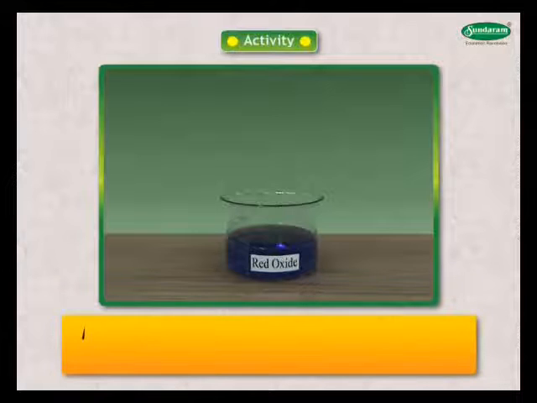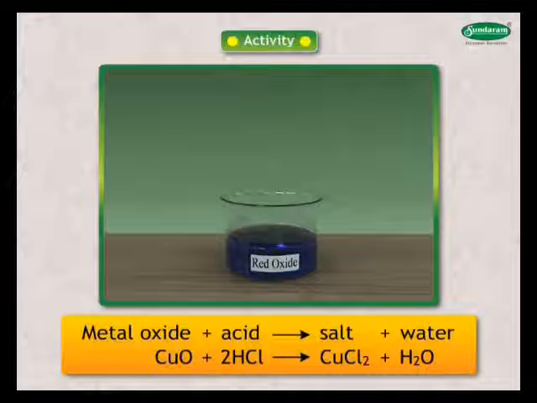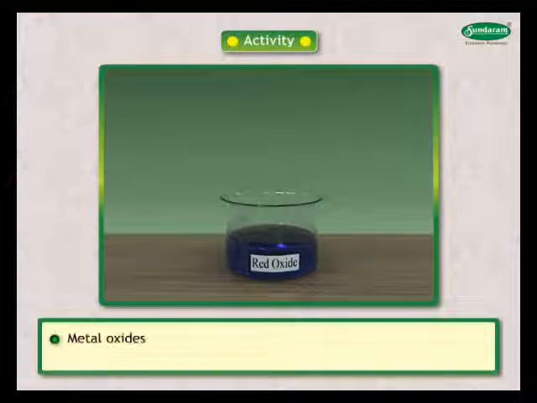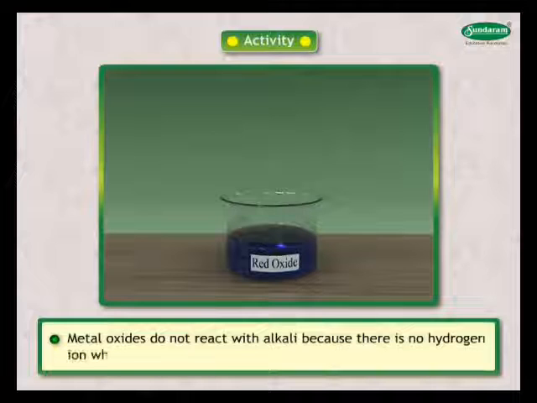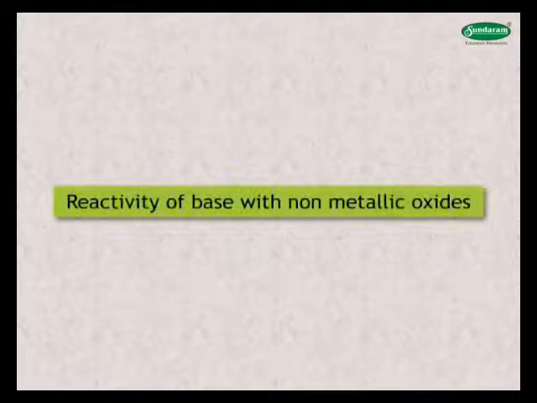You can represent the reaction as metal oxide plus acid gives salt plus water. CuO plus 2HCl gives CuCl2 plus H2O. Metal oxides do not react with alkali because there is no hydrogen ion which can be displaced by the active metal from the acid. Now let us look at the reactivity of base with non-metallic oxides.